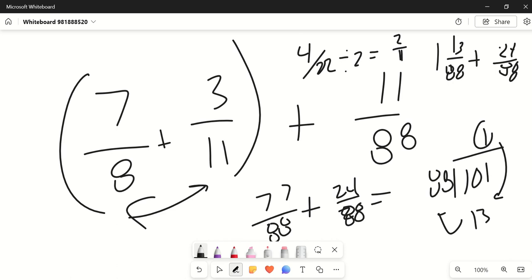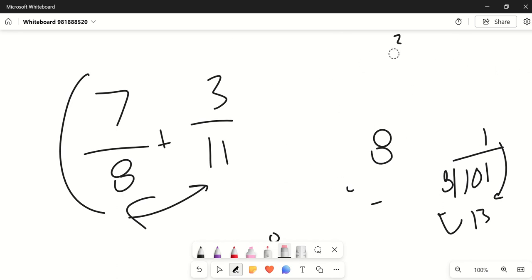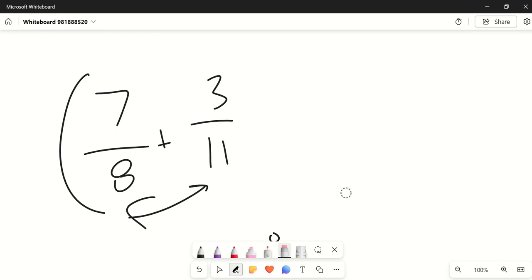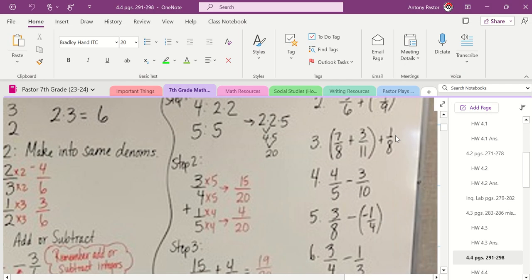It's 27. Either way, it would be a gigantic nightmare. And I even got lost here by trying to do this fast. So again, when it comes to examples like that, look for the easy way out. The parentheses are there, but it does not mean do these first. 7/8 plus 1/8 makes 1. Plus 3/11 makes 1 and 3/11.